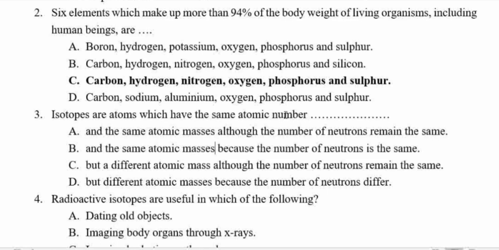Now option C is saying that they have the same atomic number but different atomic masses. This part is correct, but it's saying that the number of neutrons remains the same. From the explanation I just did, you realize that when you take carbon 12, 13, and 14, they have neutron numbers 6, 7, and 8. So the neutron numbers are different. And so this option is not correct.